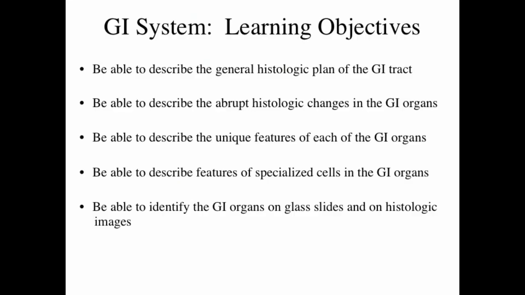So for the GI tract, your learning objectives: you should be able to describe the general histological plan of the GI tract. Would like you to be able to describe abrupt histological changes that occur in the GI organs. You should be able to describe the unique features of each of the GI organs. You should be able to describe features of specialized cells within the GI organs, and you should be able to identify the GI organs on glass slides and on histological images.